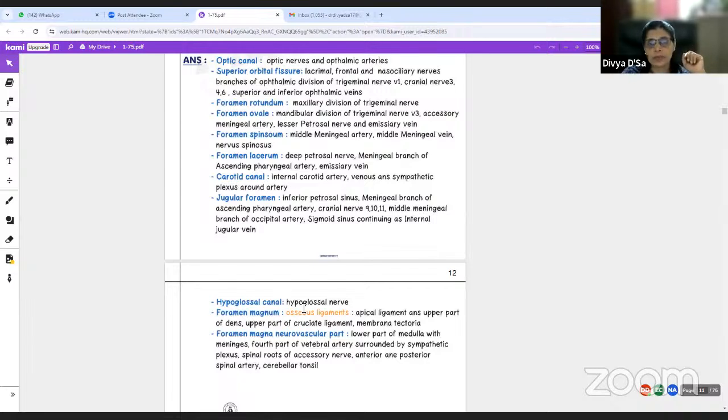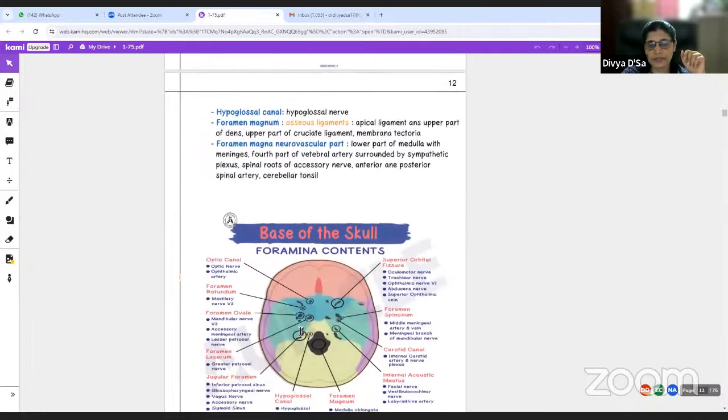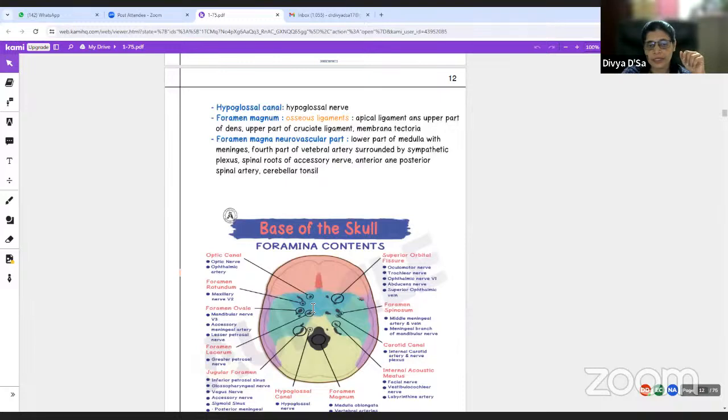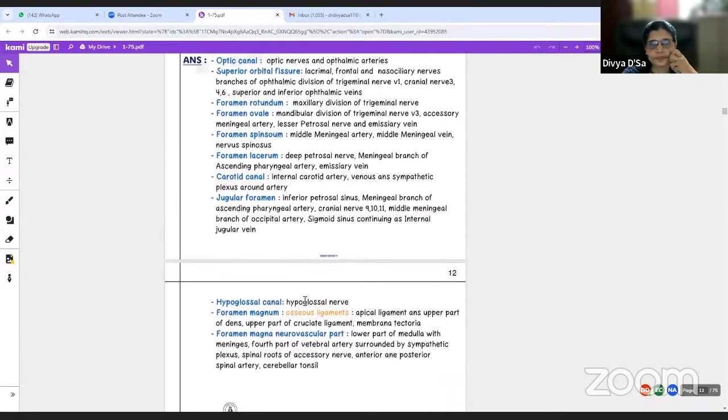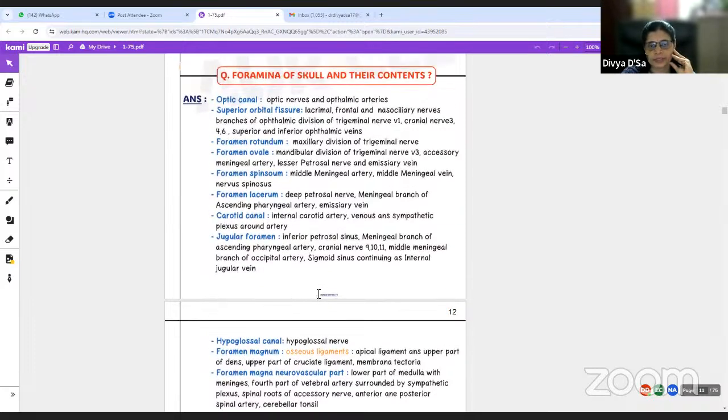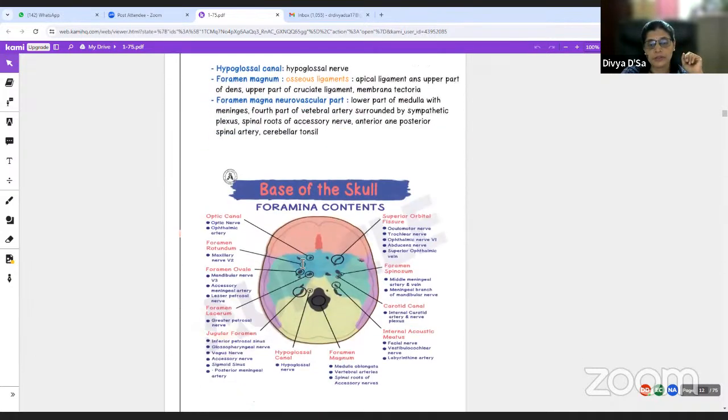Foramen lacerum: the deep petrosal nerve, meningeal branch of ascending pharyngeal artery. So lacerum will be on either side of the body of the sphenoid. That will be passing, and emissary veins will be passing. Carotid canal: the internal carotid artery and the venous and sympathetic plexus will be present around that. So that is the carotid canal here.